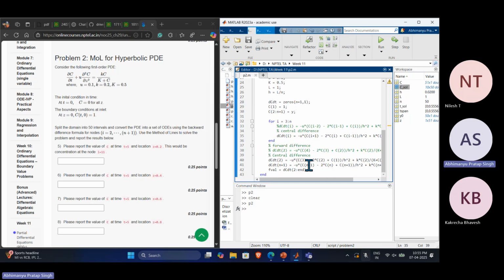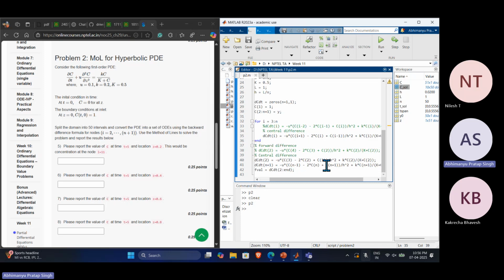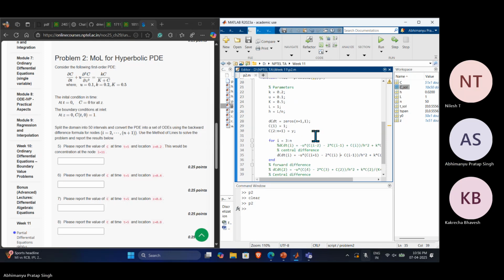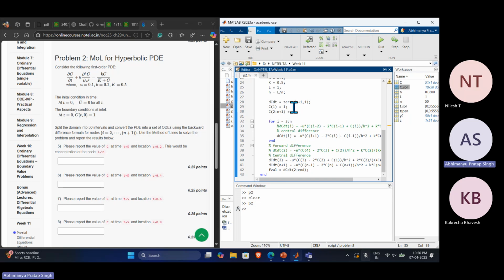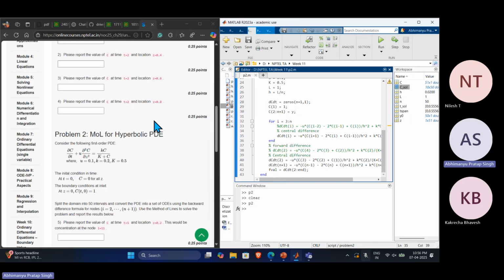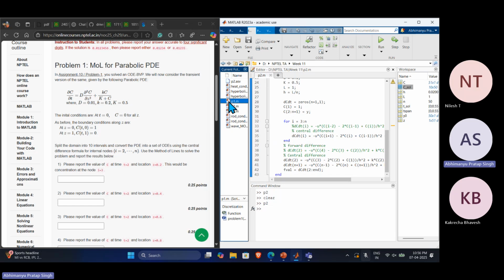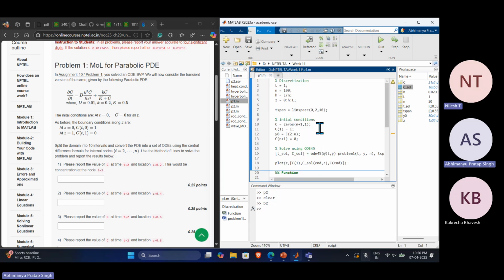For C n plus 1, I am using backward difference. So this is for the backward difference. Yeah, the problem is exploding every time. Also for problem 1, same issue with problem 1.